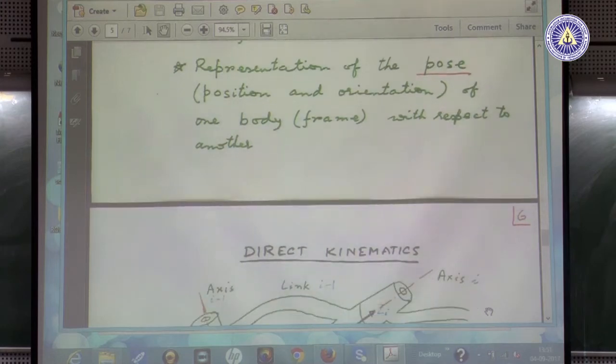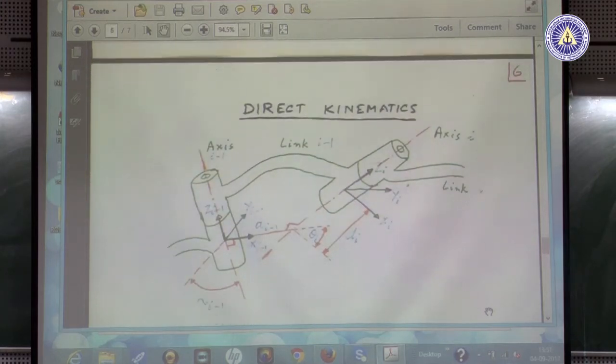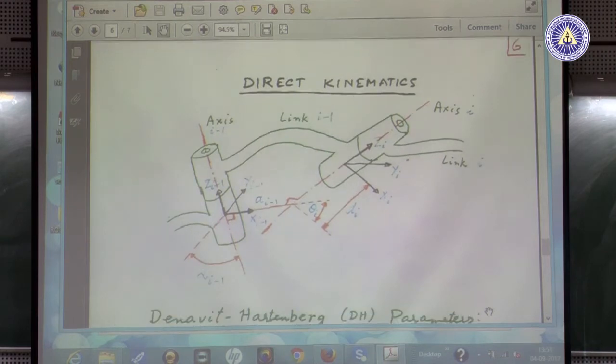Okay. Now, we come to robot kinematics. A typical manipulator or any kind of robot will have links in series connected through joints. Okay. And what is important is to be able to represent the position and orientation of one of those bodies with respect to another. Okay.